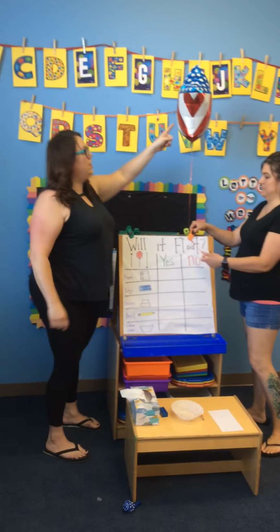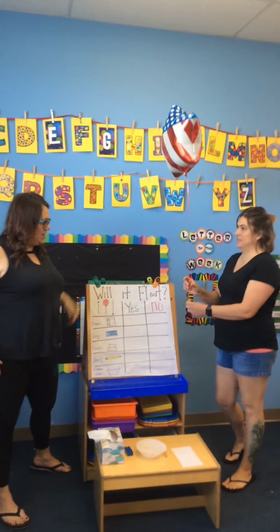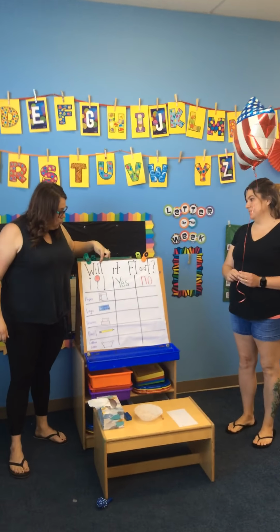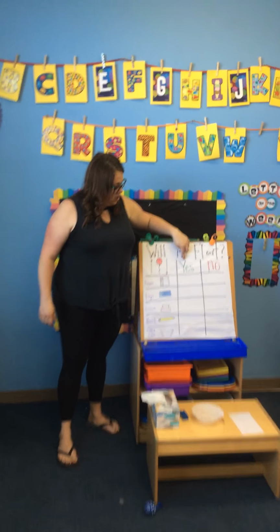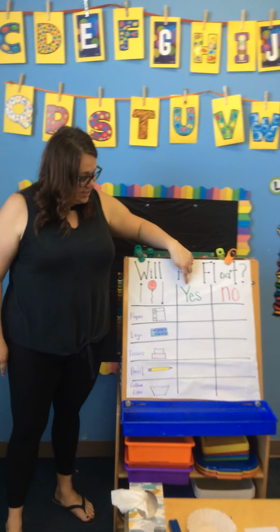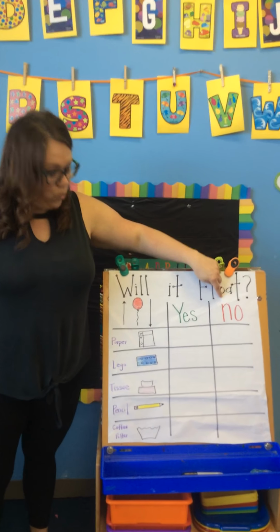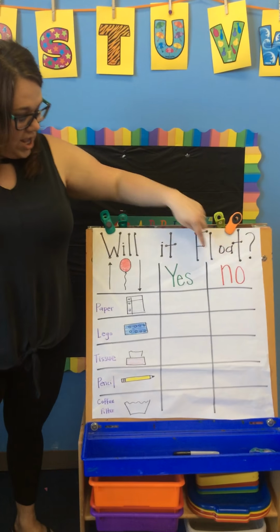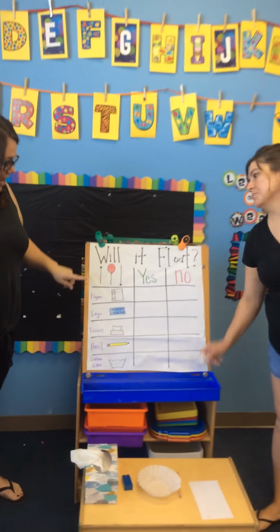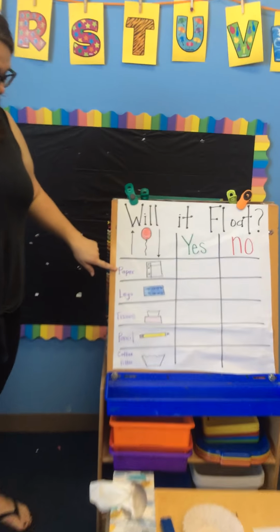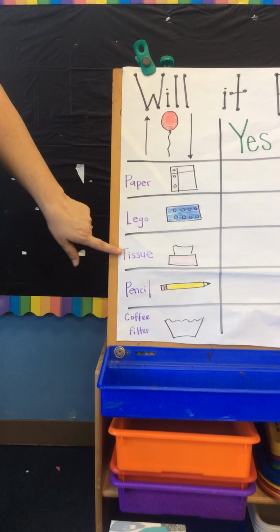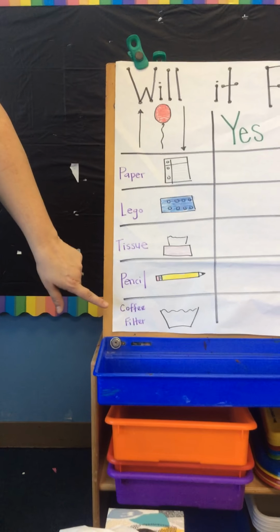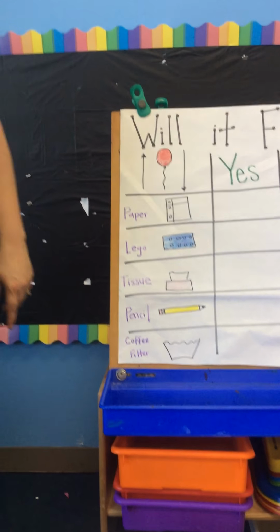So now we are going to use our helium balloon for an experiment. We are going to see what will float. Will it float? These are our sight words, Campbell kids. Yes and no. We're going to mark on our chart, yes or no, if it will float with the balloon. We have paper. We have a Lego. We have a tissue, a pencil, and a coffee filter.